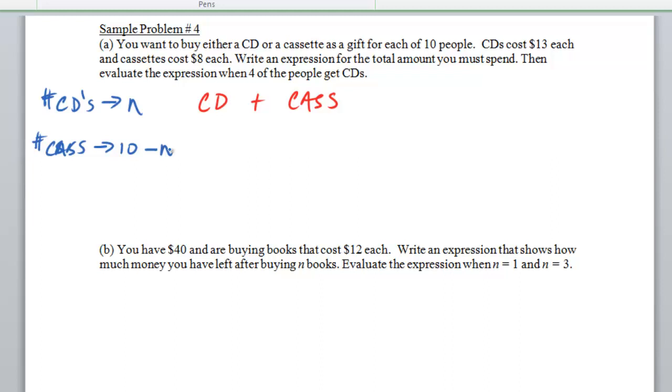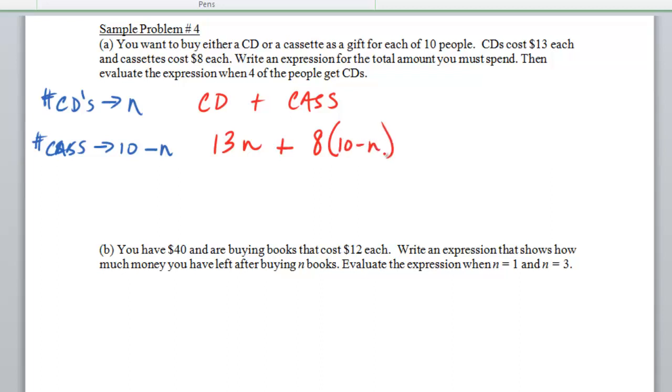This variable model that I've written down represents the total cost of the number of CDs and the cassettes that I'm going to buy. Well, the CDs cost $13 each. So if I take $13 and I multiply it times the number of CDs that I buy, that's going to let me know how much I'm going to spend on CDs. And of course I can do the same thing for cassettes. Cassettes are $8 a piece, but cassettes are not represented by a single variable. They're actually represented by another expression. So I've got to include that.